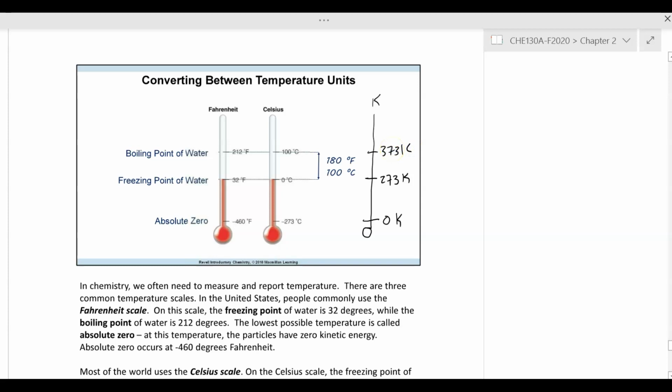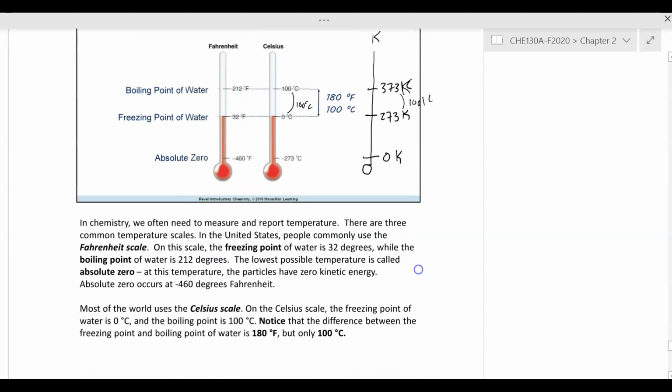And you may have noticed that 100 degrees Kelvin here is the same as 100 degrees C here. That Celsius and Kelvin are the same size degree. We don't say degrees Kelvin, by the way, we just call them kelvins. This points out that in that range between the freezing and boiling point of water, 180 degrees Fahrenheit occur while you have 100 degrees Celsius. That means the degree Celsius is bigger, and you'll see that show up in the conversion factor.